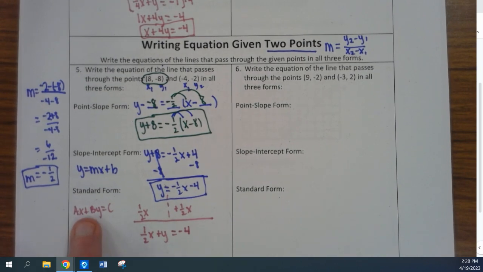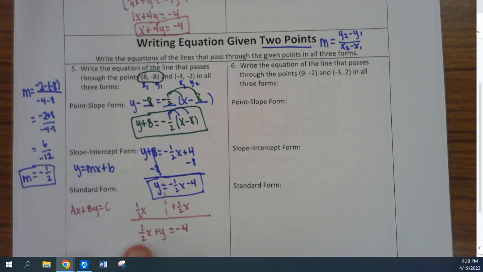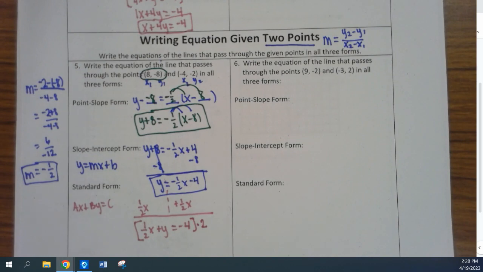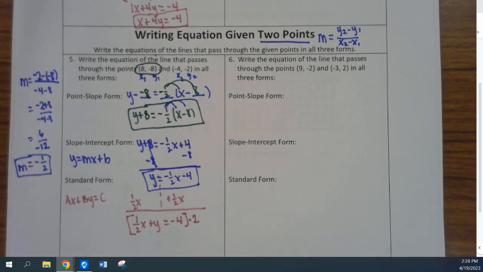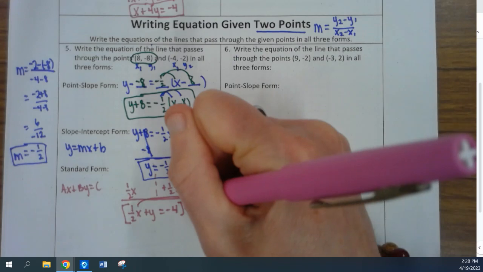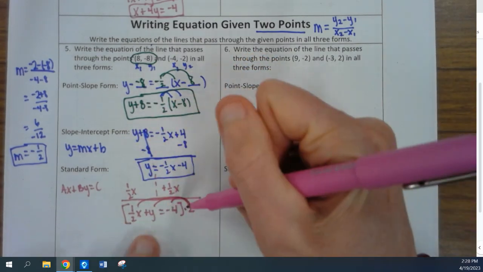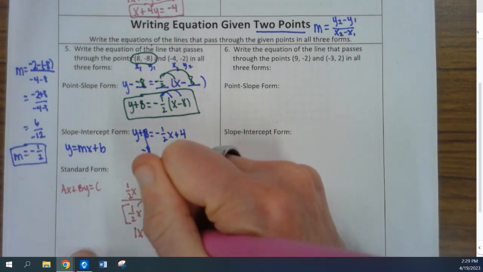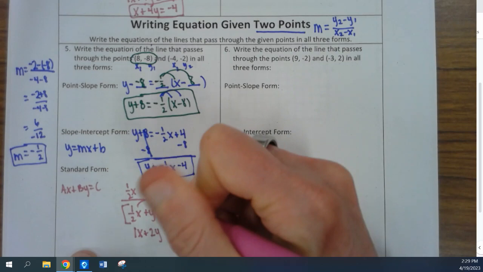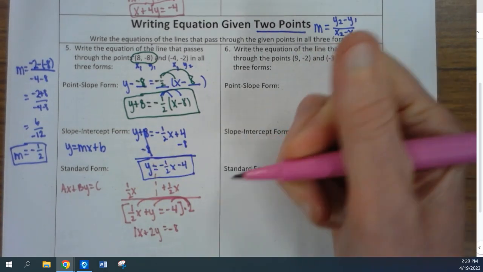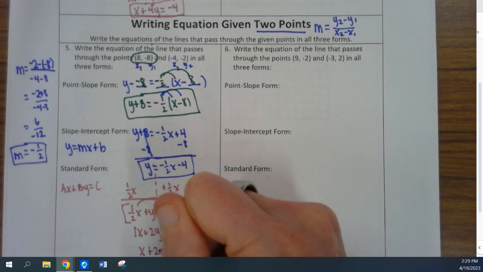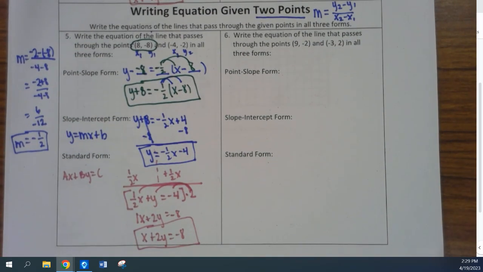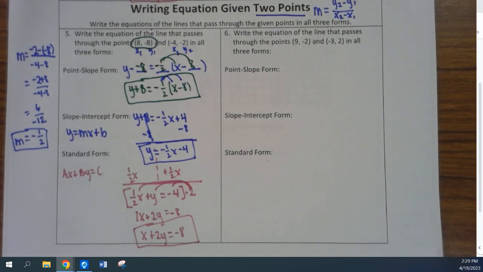Standard form, remember, A, B, and C cannot have fractions. If we see a fraction, we multiply everybody by whatever number is at the bottom of our fraction. In our denominator was that 2. So we're going to multiply everybody by 2. And 1/2 times 2 would give me 1x. Y times 2 would give me positive 2y. -4 times 2 is -8. And again, you don't have to write that one. So in standard form, our equation would look like just x plus 2y equals -8.